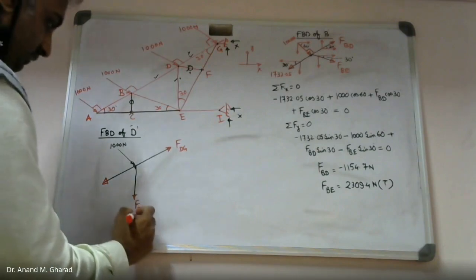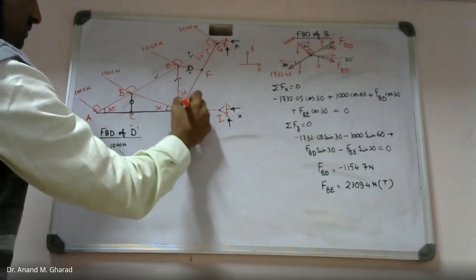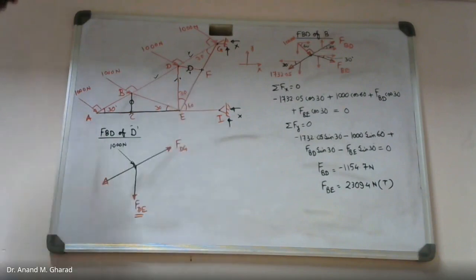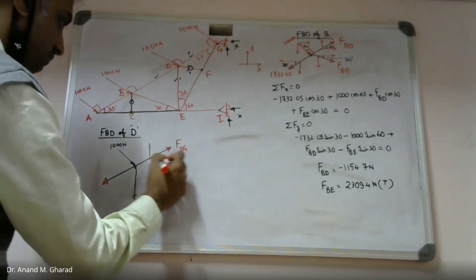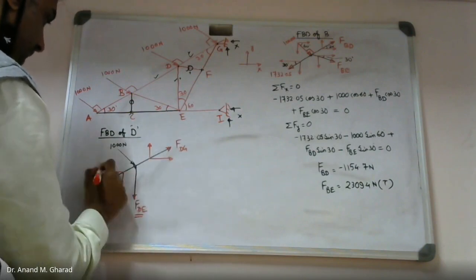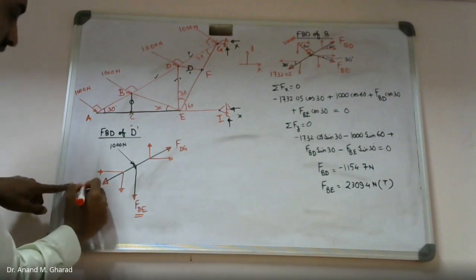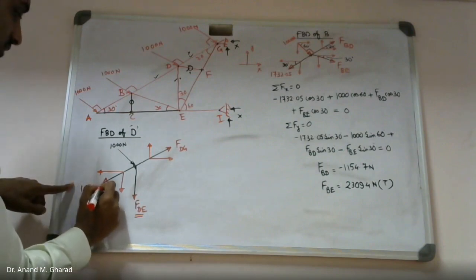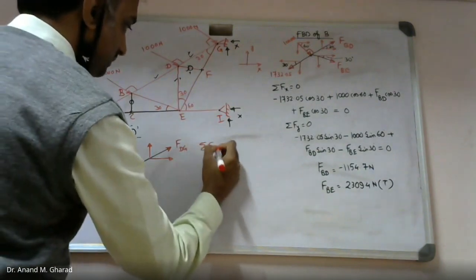Right? So this is the vertical member. As you can see from here, this is 30° and this is 60°. So now it becomes very easy for us to solve. Resolve these inclined forces into components. This is 1154.7. This is the horizontal and vertical component. So you can frame the equations.